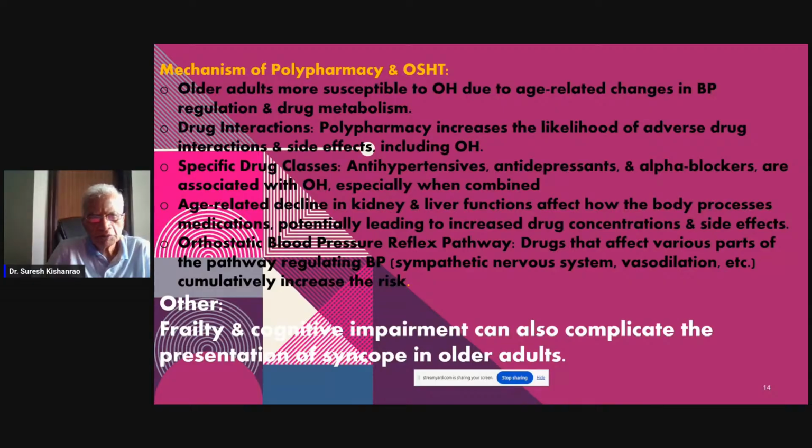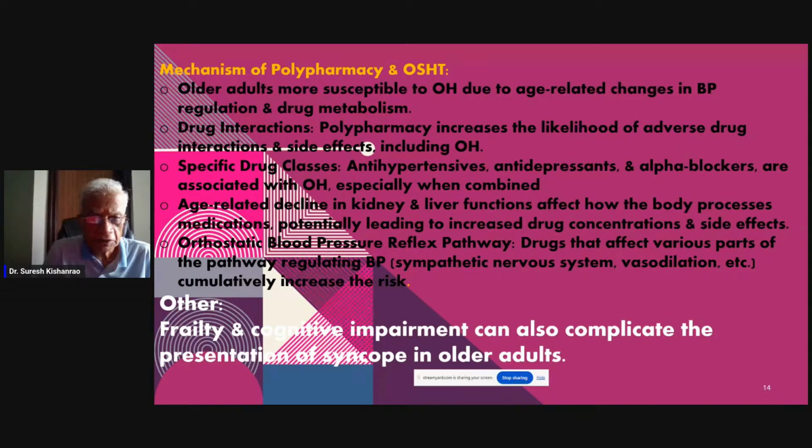This occurs among older adults basically because they are susceptible to orthostatic hypotension due to age-related changes in blood pressure regulation and drug metabolism. Polypharmacy increases the likelihood of adverse drug interactions and side effects. Specific drugs which may cause it include antihypertensives, antidepressants, alpha blockers.